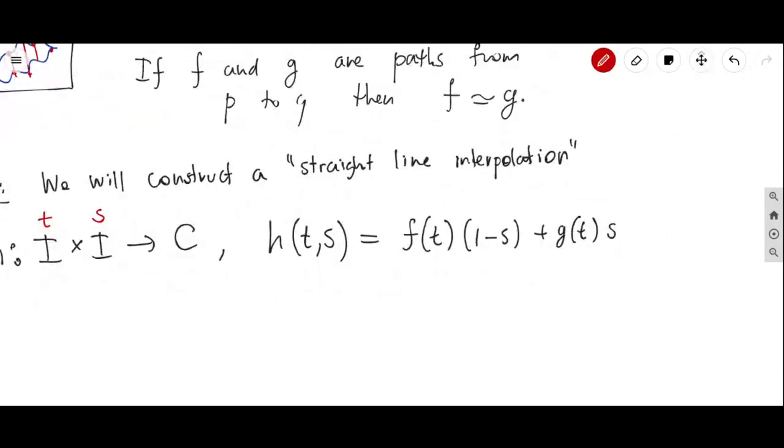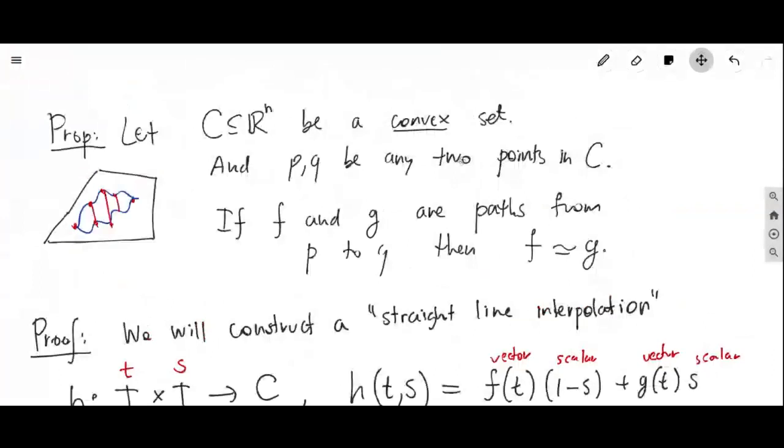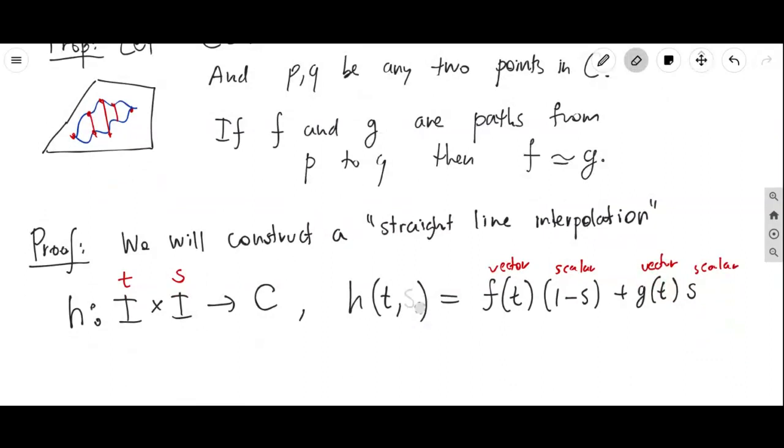Just so we understand, this is a scalar, this is a scalar, this is a vector, and this is a vector. Maybe we usually put the scalar in front, but let's not obsess about that, because f is a path in the convex set, and a convex set is a subset of Rn, so it consists of vectors. So the way this is constructed is, you apply f to t, that gives you a vector, you multiply it by 1 minus s, and then you do the same thing with g of t, multiply it by s, and add those two vectors together. Whatever that is, that's going to be something in C.